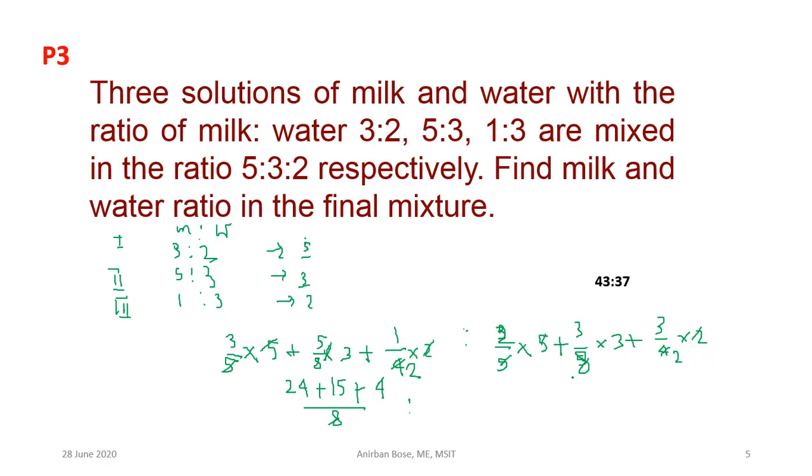Okay, you just check the second solution. 3/8 is water multiplied by 3. So here 8 is the LCM, so it is 16 plus 9 plus 4 into 3, that is 12, divided by 8. So 8 will cancel from both sides. So 24 plus 15 is 39, plus 4, that is 43, right? And 16 plus 9 is 25, plus 12 is 37. So the answer is 43:37.